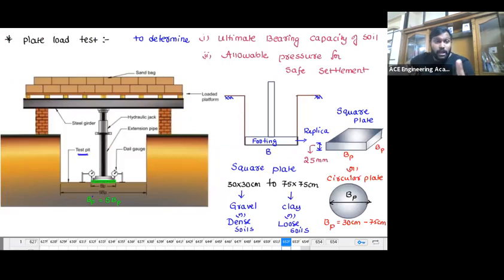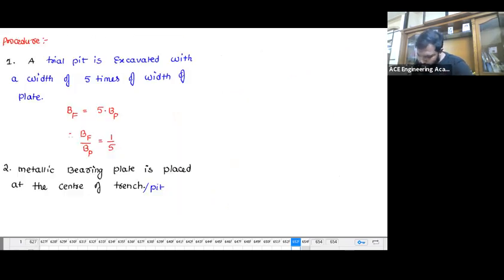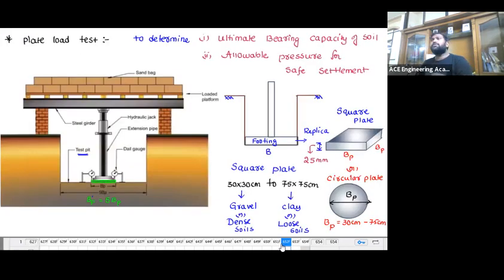Now, while you are going to conduct the test, you have to keep one thing in your mind. BP by BF is equal to 1 by 5, or BF by BP is equal to 5. So while you are going to do the test, you have to check one thing before conducting the test: I have to check the water table level.